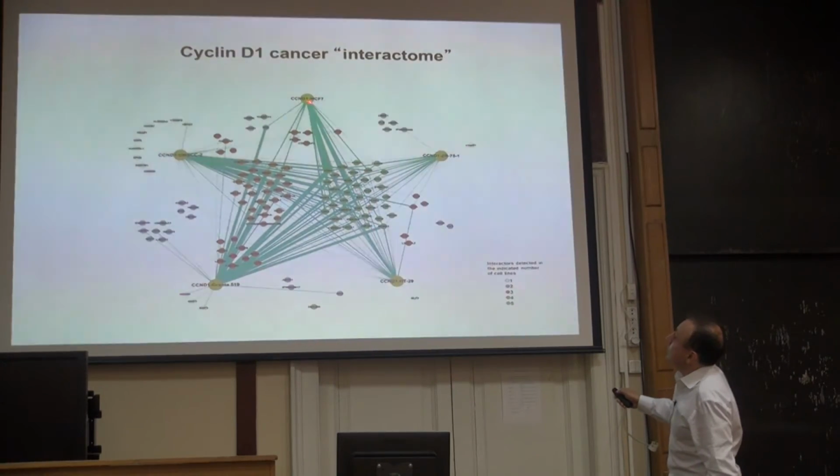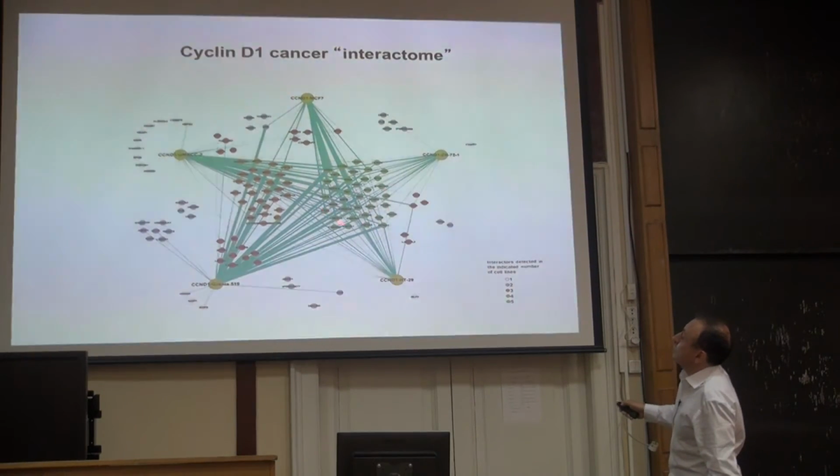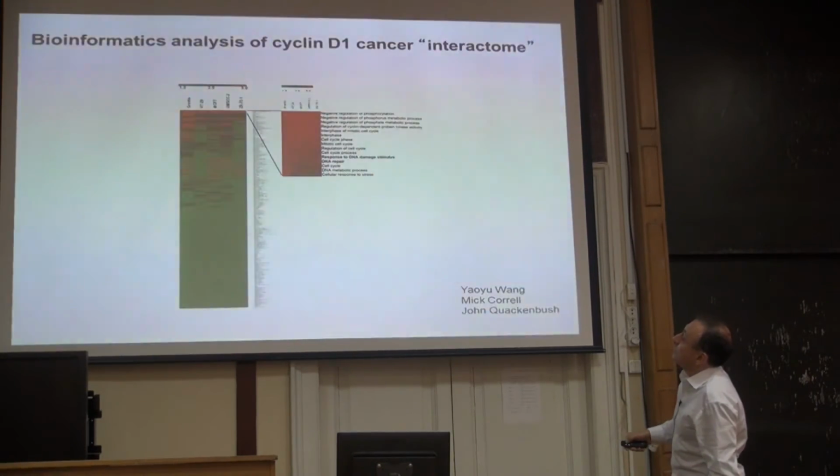It looks like a socialist star because there are five different cell lines. And you can see that some of the Cyclin D1 interactors, like these ones, are common interactors. They are binding Cyclin D1 in all five cell lines. These are binding only in 4 cell lines, and there are some specific interactors. For example, this protein is only binding Cyclin D1 in colon cancer, and those 3 proteins only in leukemic cells.